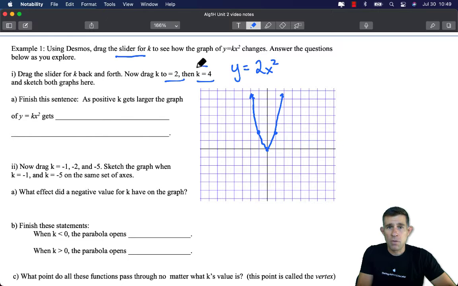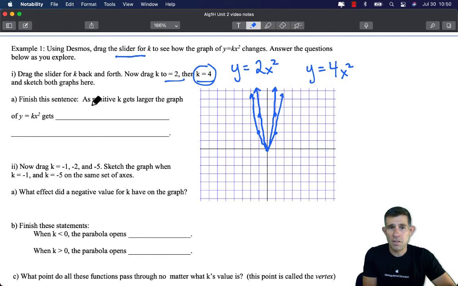Now, the graph of when k is equal to 4 will give us the graph of y equals 4x squared. Again, this is a direct variation equation, and it's going to pass through the origin, and it's going to contain the points 1 over and 4 up, and negative 1 over and positive 4 up. So again, this is going to pull a little bit closer to that y-axis, and here is our graph of y equals 4x squared.